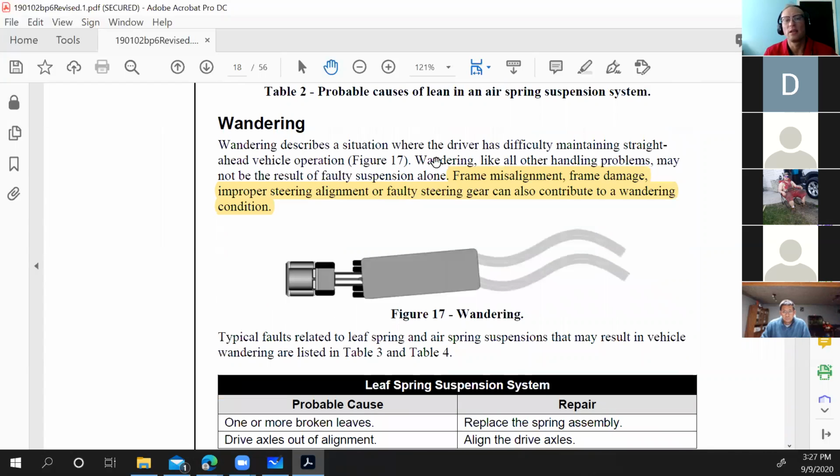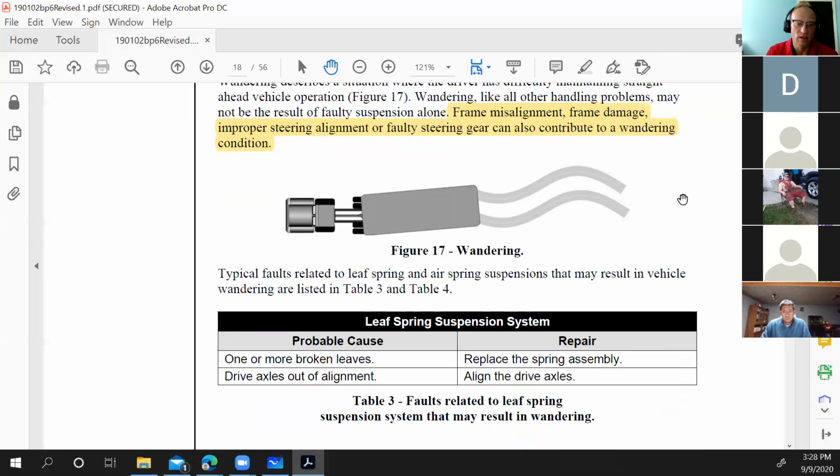Wandering, so if you cannot keep this thing on the road while you're driving down the road, we've probably seen those trailers where the vehicle is driving perfectly straight, but that trailer is just going back and forth like a dog's tail, okay? So that's a wandering tractor or wandering trailer. Frame misalignments, damage, improper steering alignment, or faulty steering gear can contribute to these, okay?